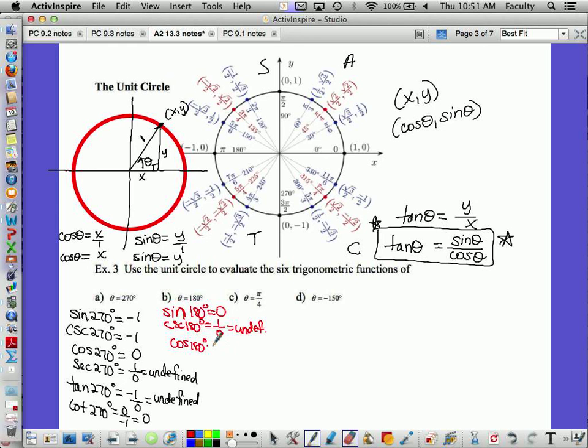Cosine 180. Cosine 180 is the x value, so it's negative 1. Secant 180 is 1 over negative 1. That's negative 1.